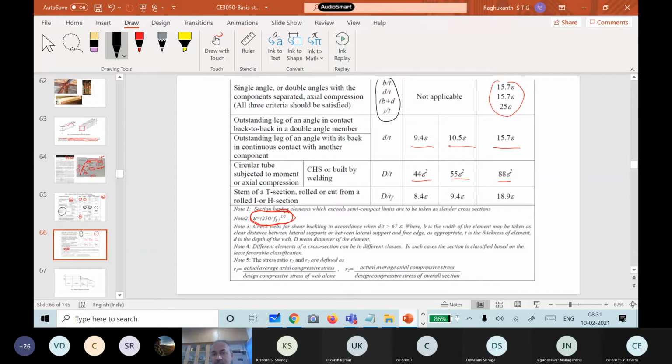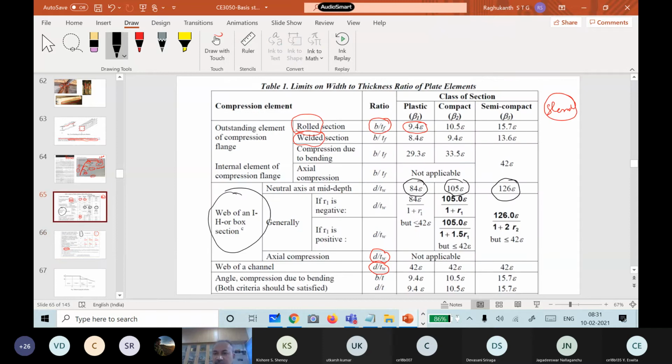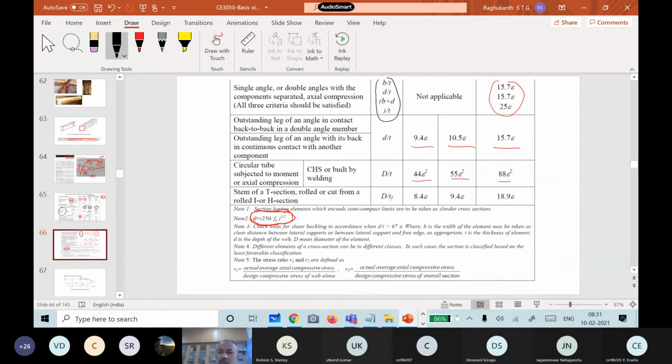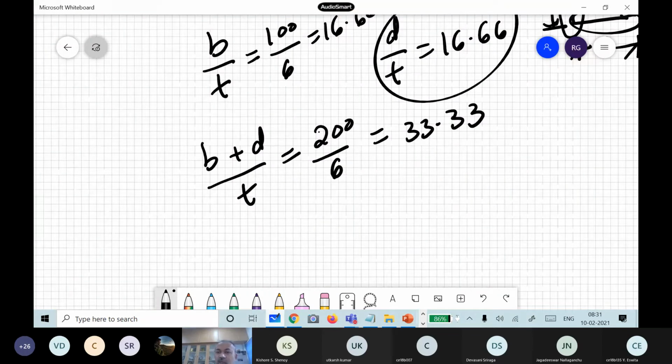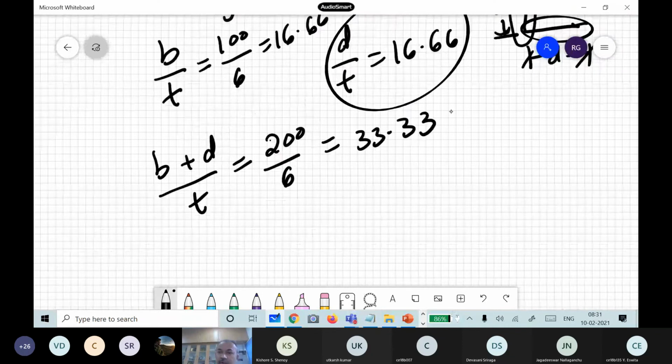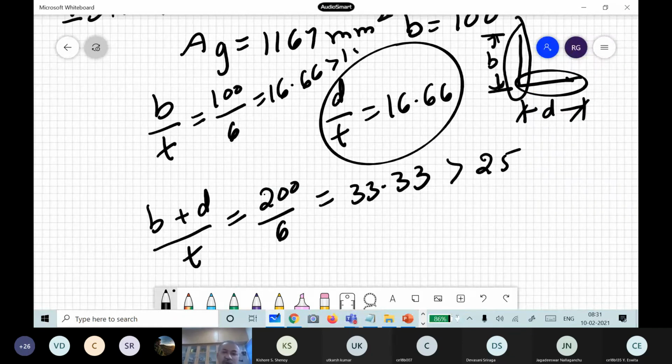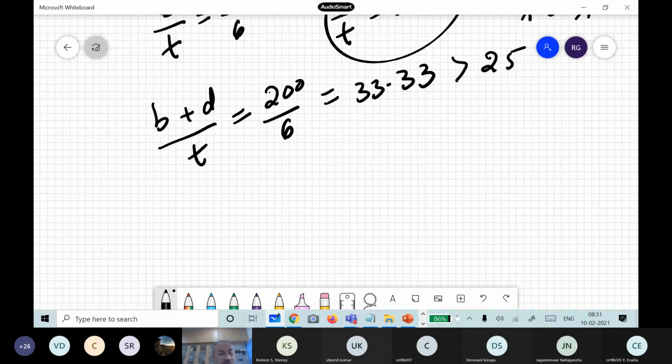Now for angle sections, there is no plastic, and no compact either. Only semi-compact sections are there. So what are the limits? 15.7, 15.7 and 25 times epsilon. So if you go back, this is greater than 25 times epsilon, that is 25. Now this 16.66 is also greater than 15.7. What is your comment now? Our values are more than the limits our IS code has specified for a semi-compact section.